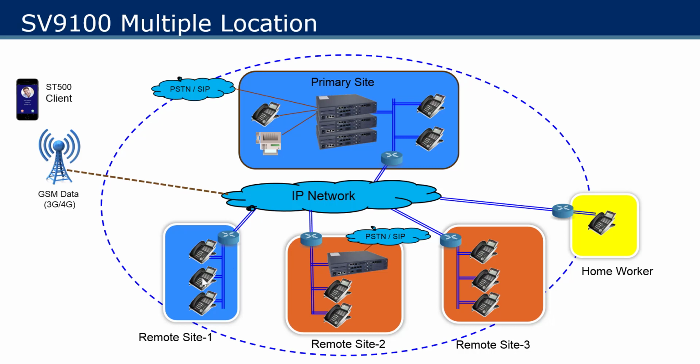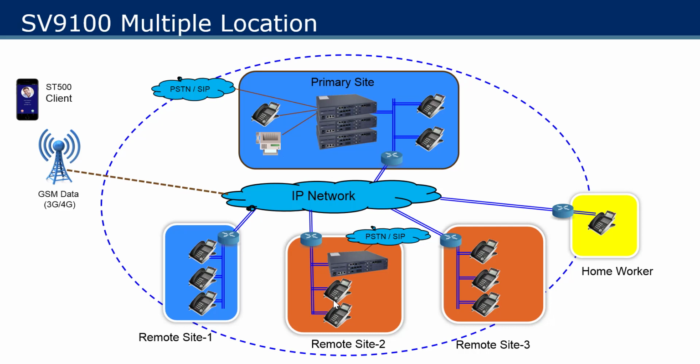These handsets on remote site 1 and 3, they can be located, or their parent SV9100, if you want to call it that, can be whatever you want. It could be the primary site or it could be the secondary site. It is totally up to you.